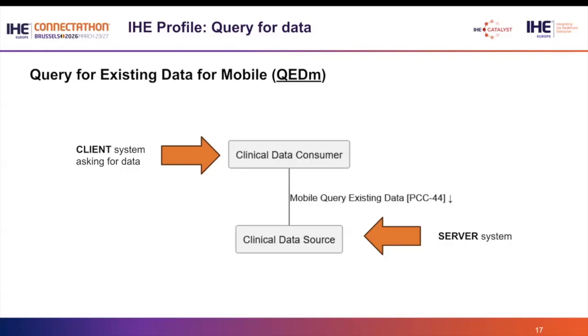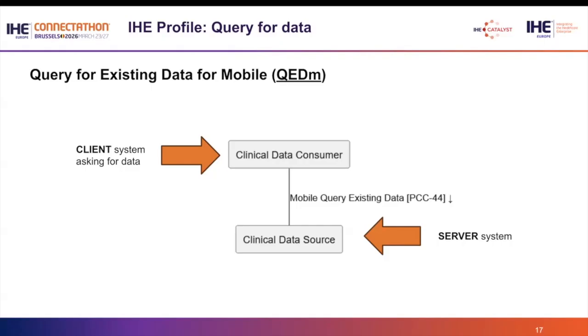And it consists only of 2 actors. So you see how an IHE profile always looks. You have actors, in our case here, clinical data consumer, that's the client system, and clinical data source, that's the server system. And there are transactions defined in this profile: one, Mobile Query Existing Data, PCC-44. PCC means Patient Care Coordination. That's the IHE development domain it sits in, and 44 is a number, so it is clearly identified. And this transaction has some optionalities at these actors.